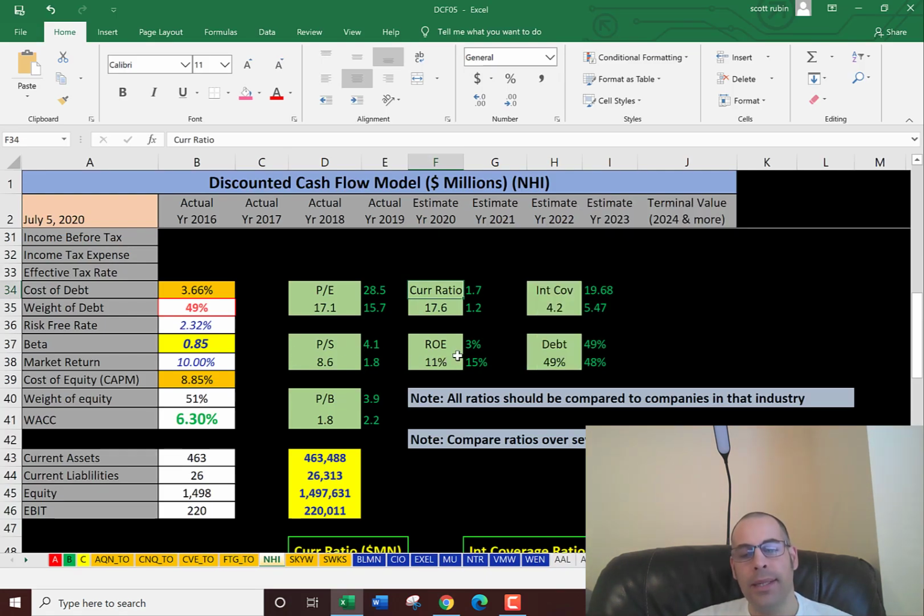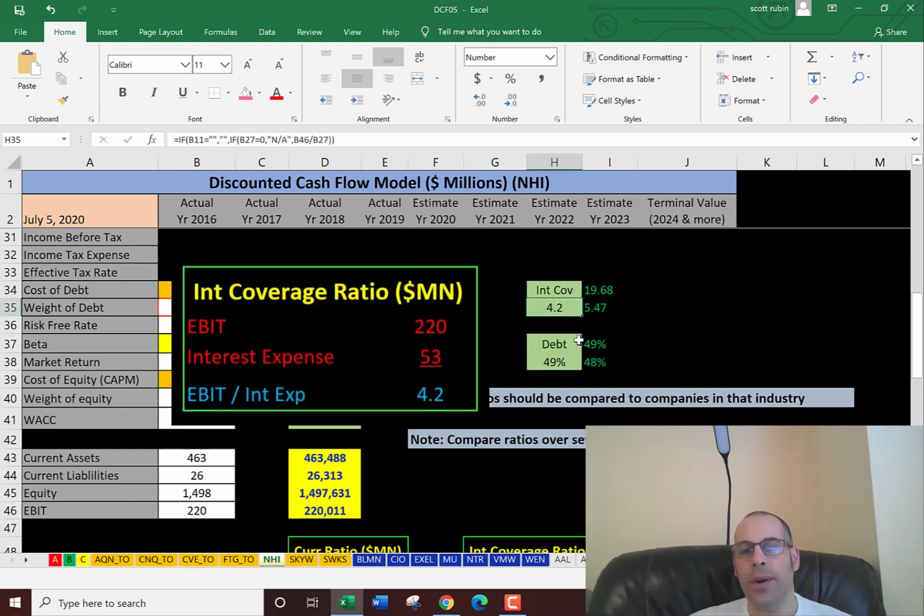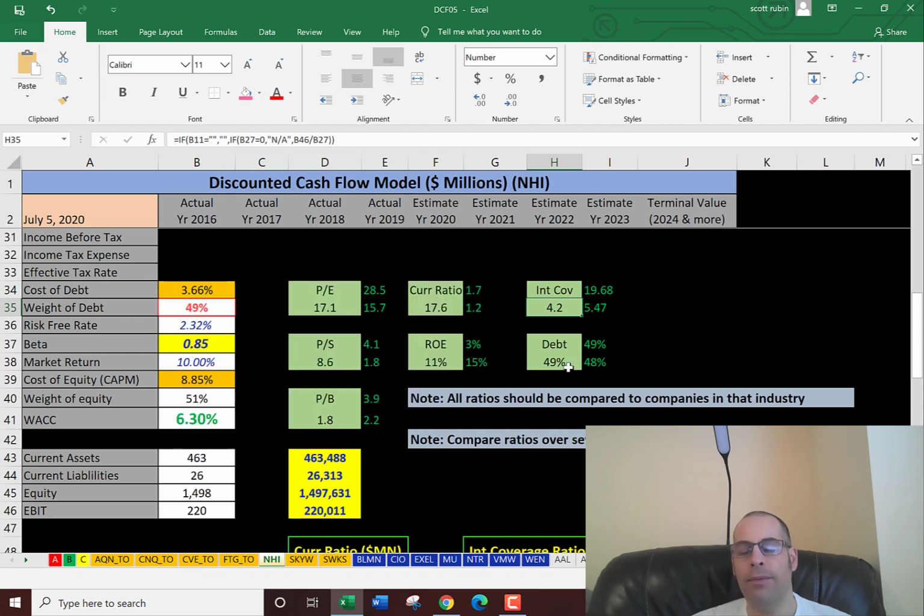The ROE is 11%. That's net income over equity. That's a little on the lower side. The average in the market is 3% and the median is 15%. I like to see around 20% when I invest in a company. Interest coverage ratio of 4.2, so they can cover their interest expense. And they have debt of 49%, which is about average.